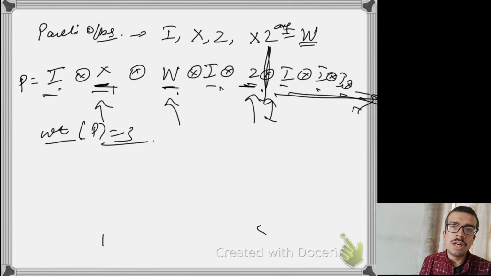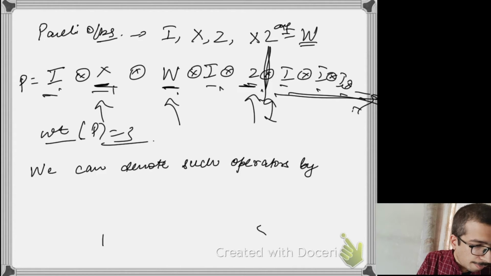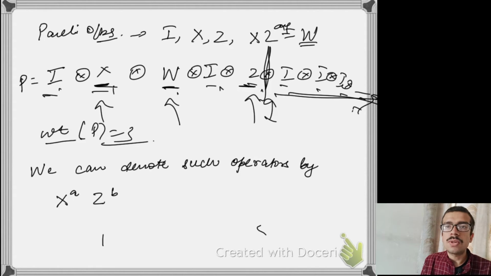So we are now talking about infinite tensor products of Paulis, but those infinite products where there are only a finite number of non-identity terms, or finite weight operators, right? So we can denote such operators by X^a Z^b. I can say on which bit positions I have an X and on which bit positions I have a Z, and I just keep an indicator for those.